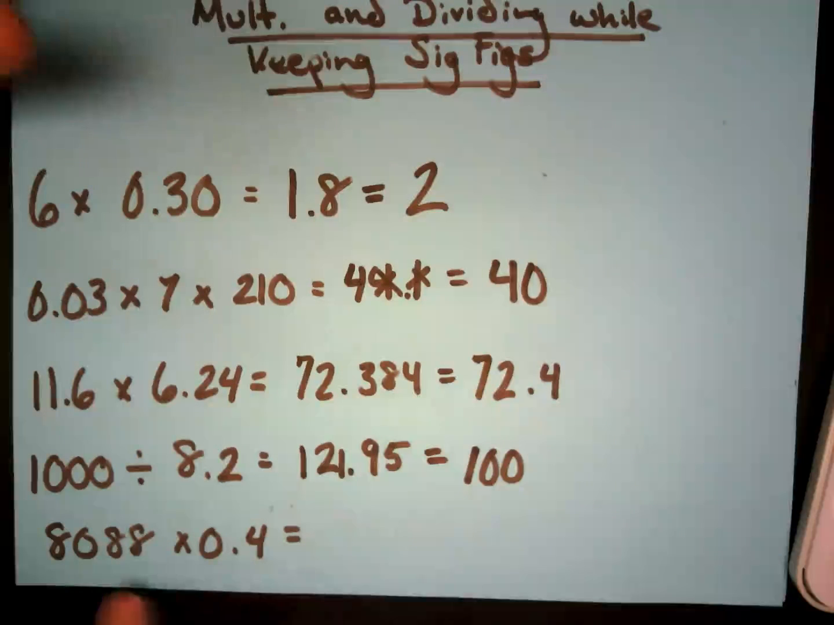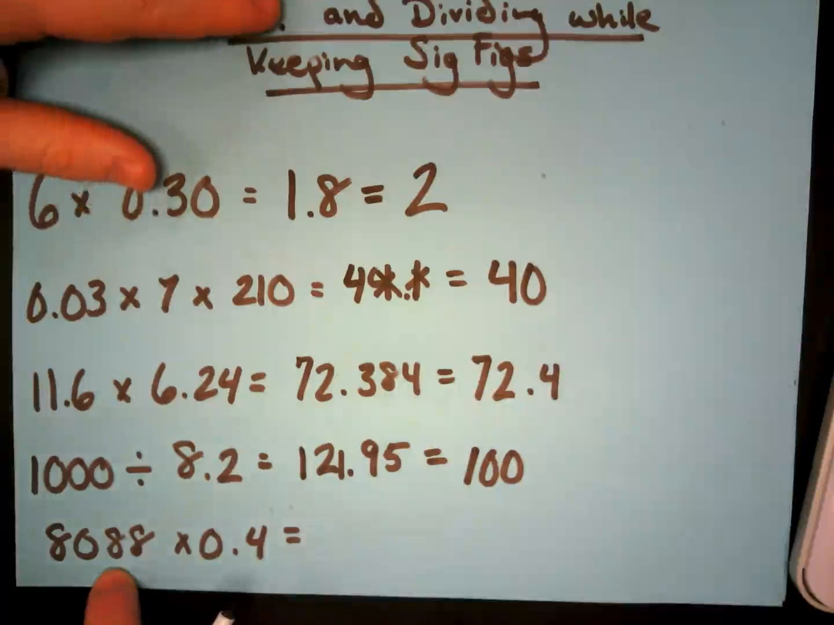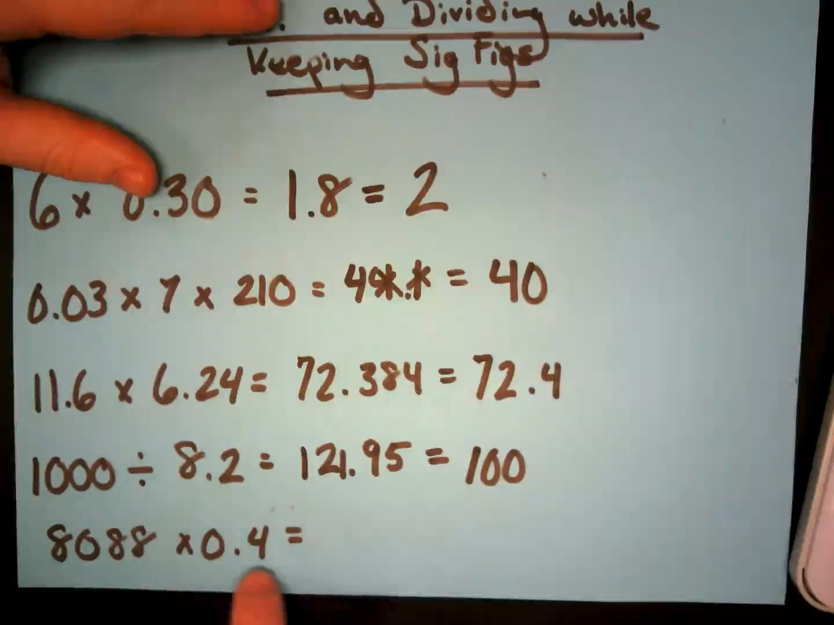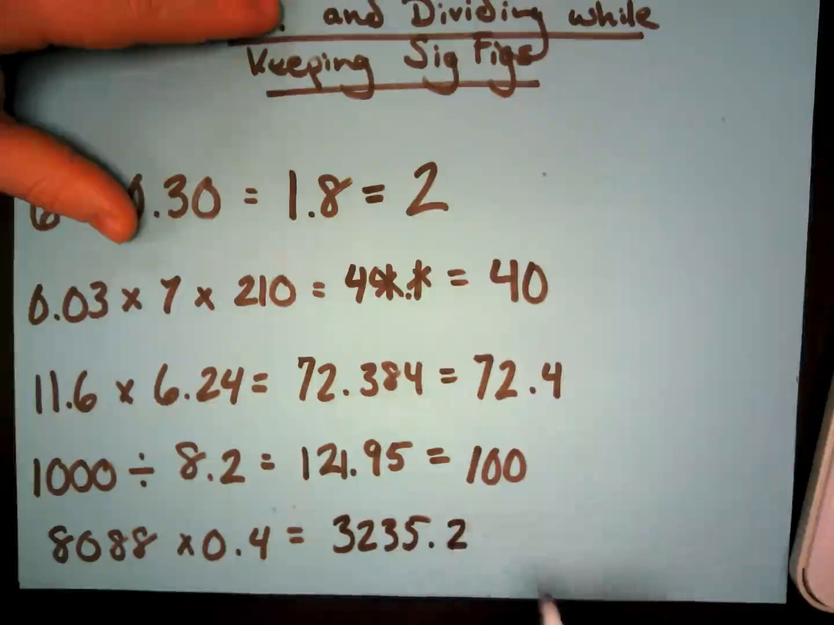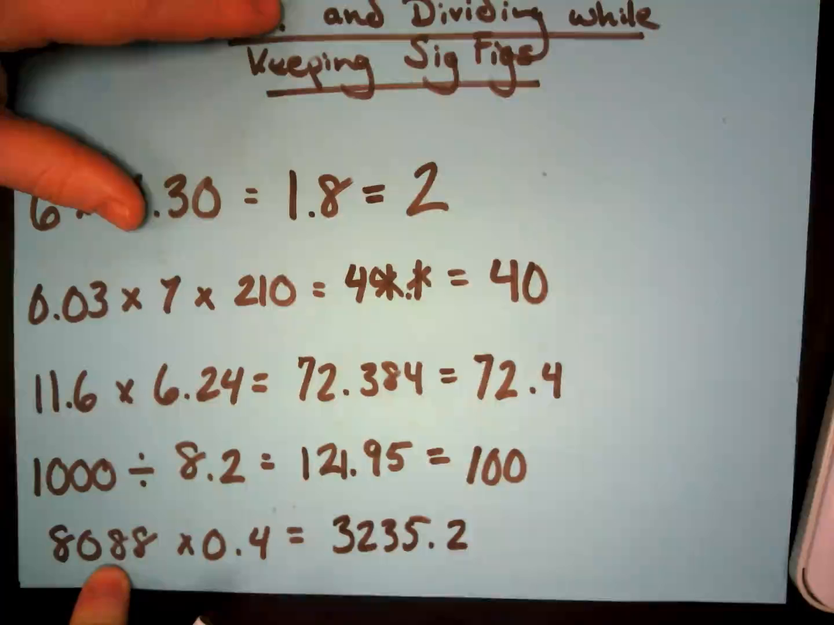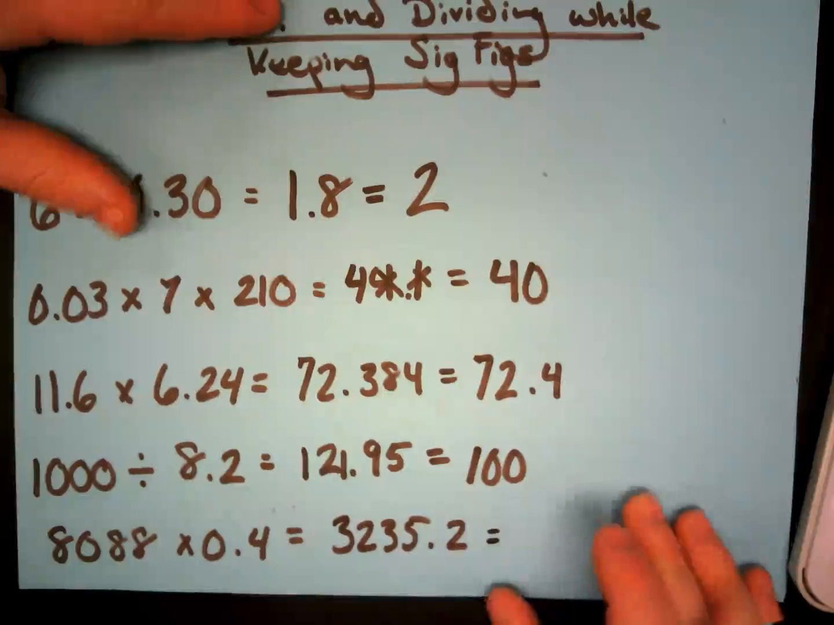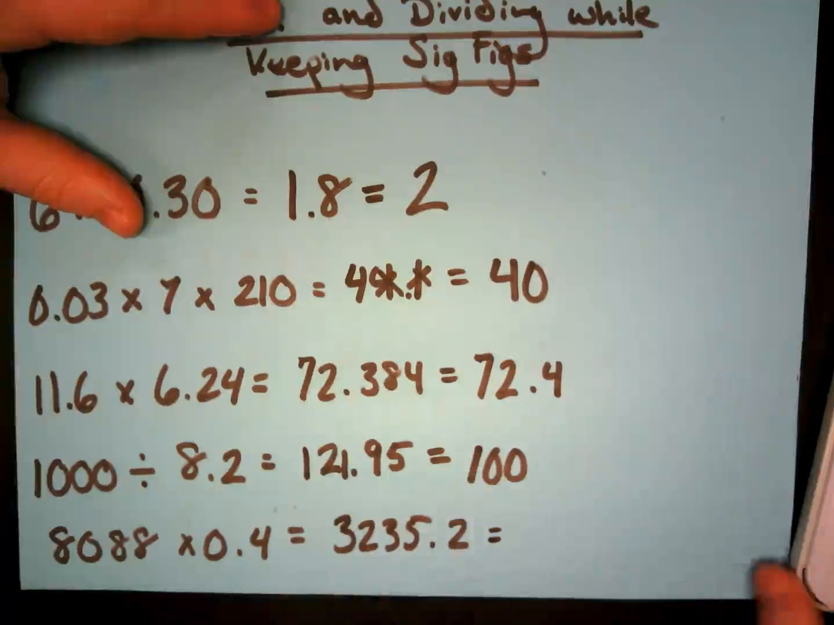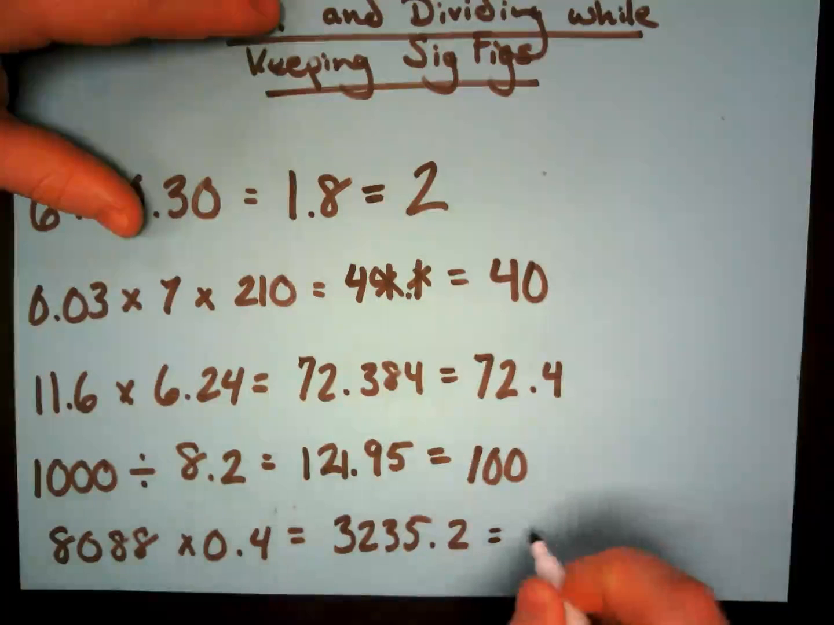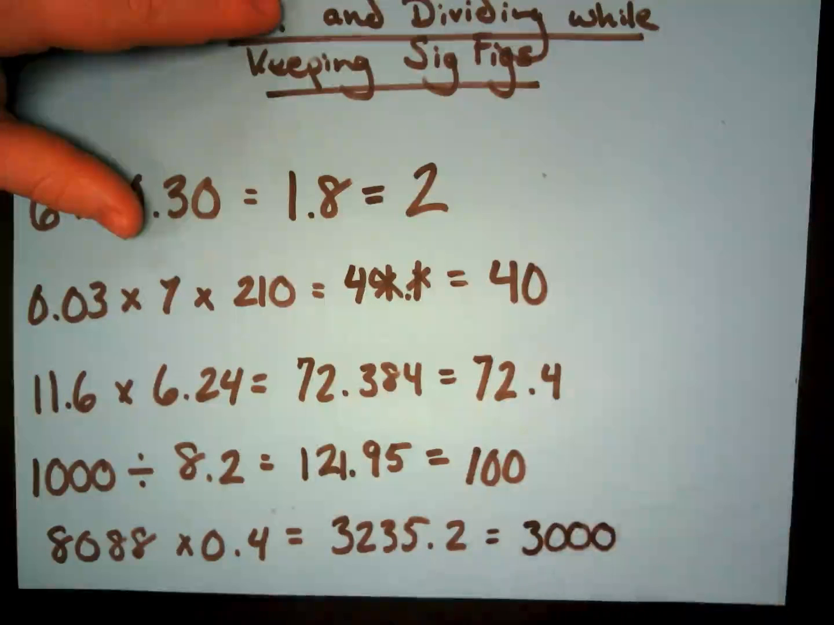Okay. Then we've got here 8,088 times 0.4, which is going to give us 3,235.2. We've got 4 sig figs here, and we've got 1 sig fig here. So this is another 1 sig fig. 3,235 is much closer to 3,000 than it is to 4,000. So our final answer here is just 3,000.